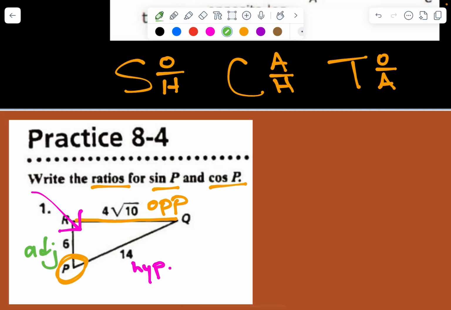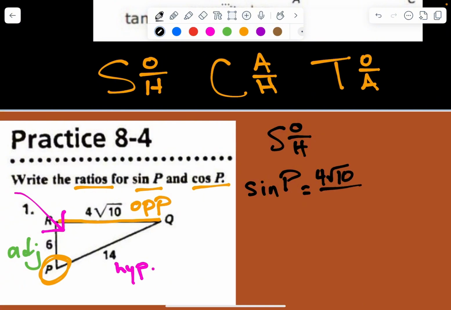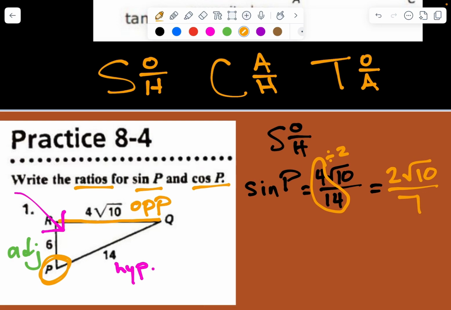When we do sine of P, we're going to do our opposite over hypotenuse. So we have our opposite side is 4 square roots of 10, and our hypotenuse is 14. You can simplify the part that's outside the square root. Both of those numbers can be divided by 2. So what we have is 2 square roots of 10 over 7. That's going to be your answer for sine of P.